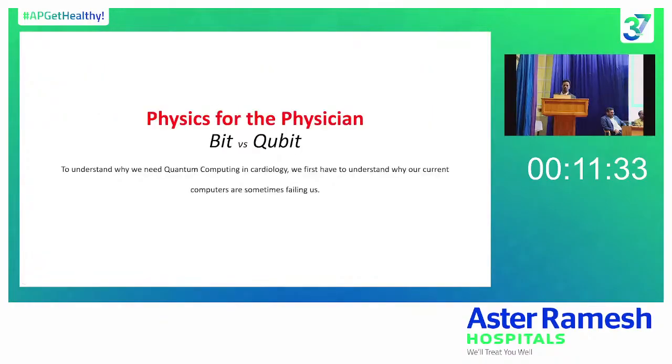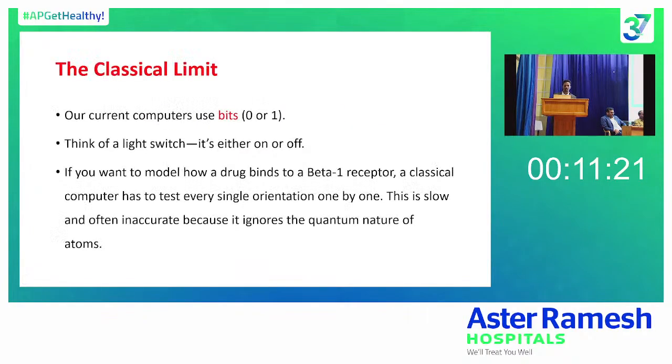So, just 2 slides about the physics which you need to know when you're speaking of quantum computing. As I've said, a classical computer depends on bits, which are zeros and ones, whereas a quantum computer uses qubits, which are quantum bits. To understand this, you need to know certain limits of your classical computer. As I told you, a classical computer bit is a zero or one. It's like a light switch.